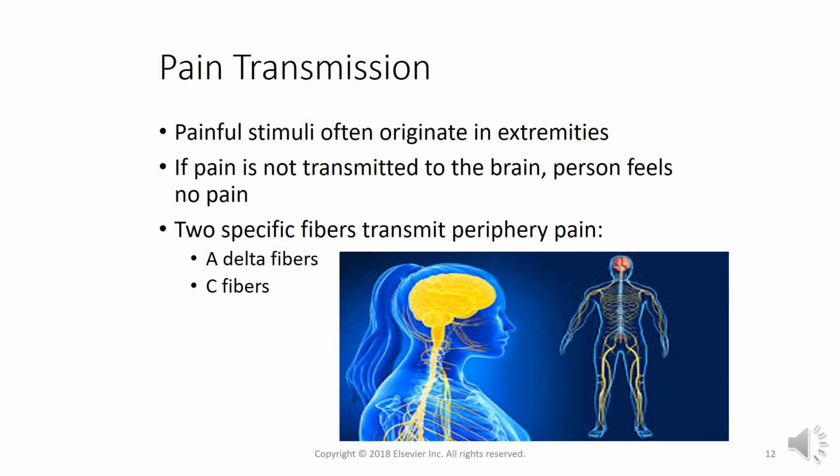All right, pain transmission. Painful stimuli often originates in the extremities, and if it's not transmitted to the brain, the person doesn't feel any pain. There are 2 specific fibers that transmit peripheral pain. They're A delta fibers and C fibers. And just know that there's a pain cycle of transmission, and a break in the transmission at any point causes a change in the perception of pain.